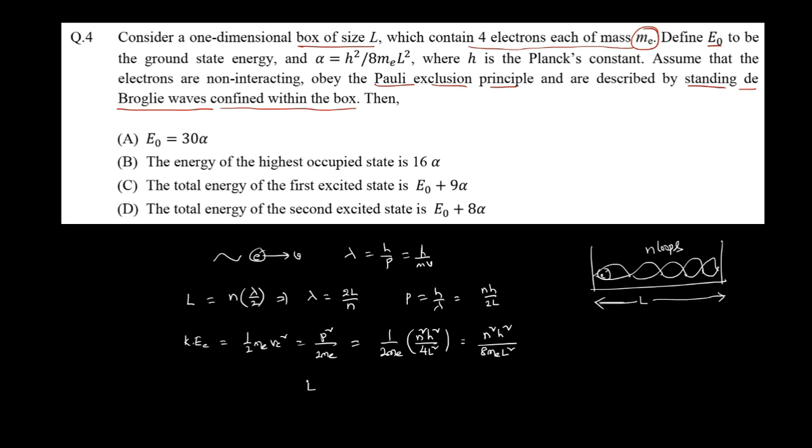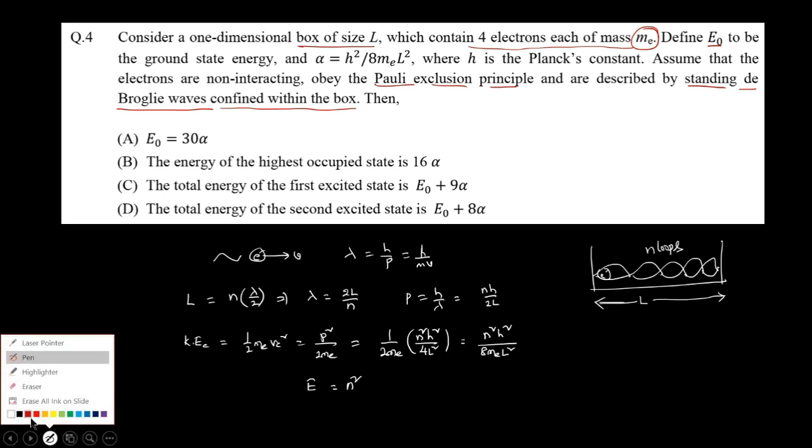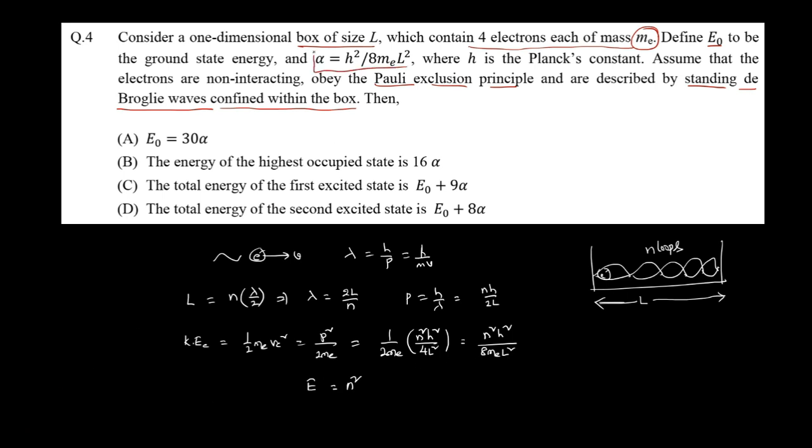So then the energy of the electron will be n squared into h squared by 8m_e L squared. If you see this expression, you will understand. h squared by 8m_e L squared will be alpha. So I can write n squared alpha is the energy of the nth state. That means n loops are formed, that will be the energy of the nth state. If one loop is formed, that will be the ground state energy.